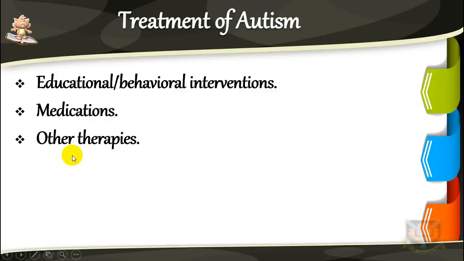3. Other therapies. There are a number of controversial therapies or interventions available for autistic children, but few, if any, are supported by scientific studies. Parents should use caution before adopting any of these treatments.